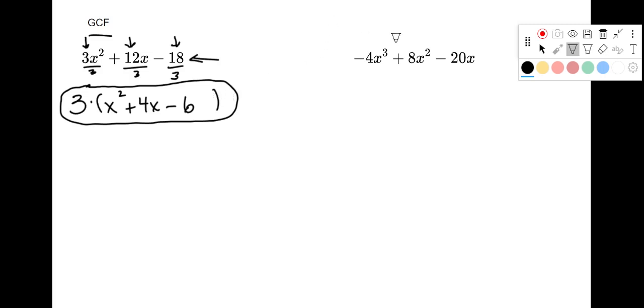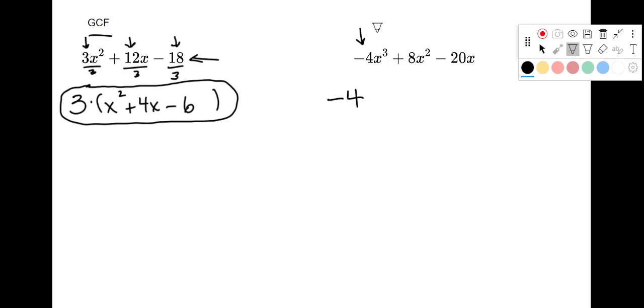We have negative 4x cubed plus 8x squared minus 20x. So one of the rules of factoring is that you do not lead with a negative. So if your polynomial has a negative as its leading coefficient, you have to take the negative out as part of the GCF. And then we have a 4, an 8, and a negative 20. So 4 is in common in all three. So I'm going to take out negative 4.